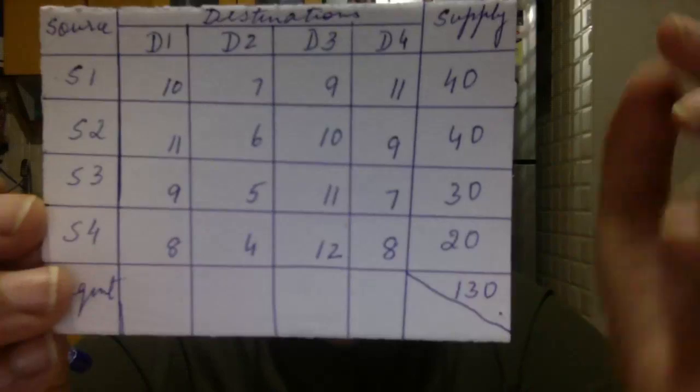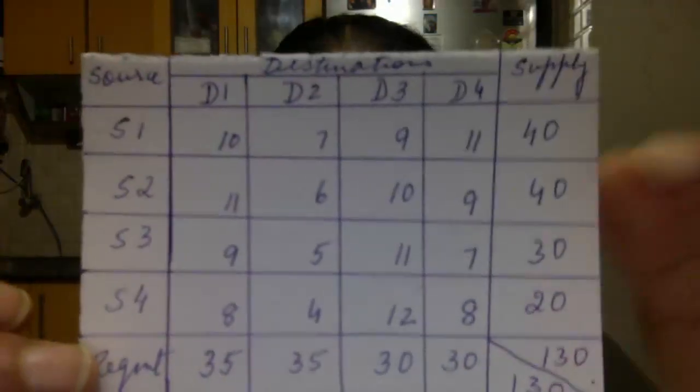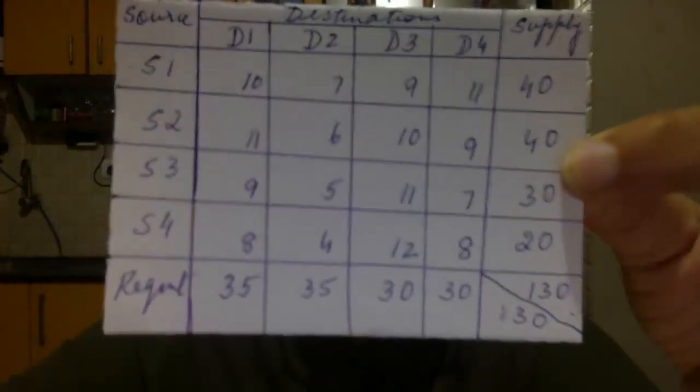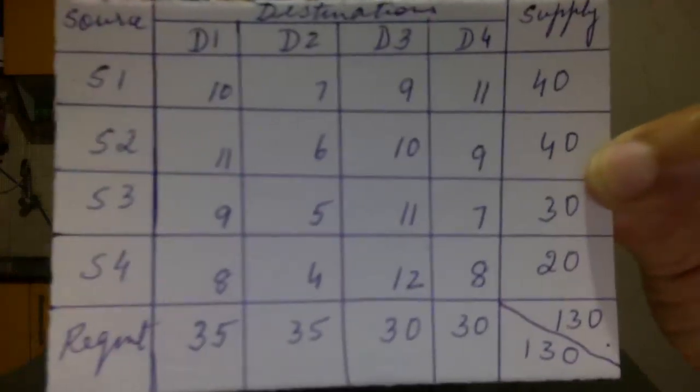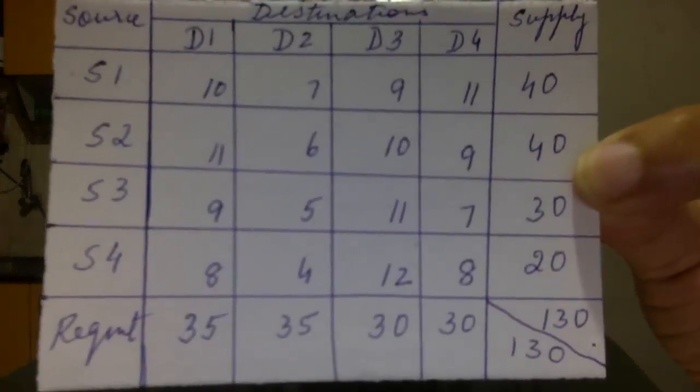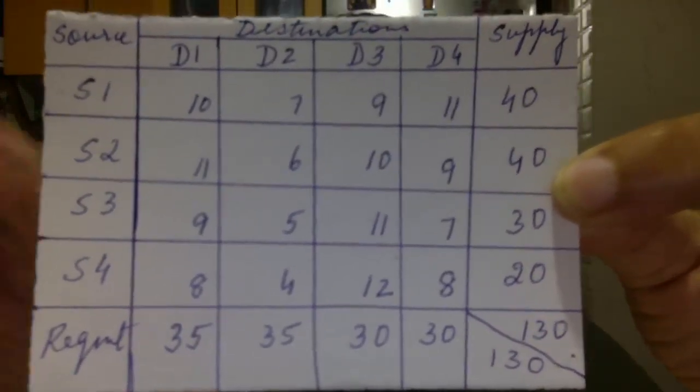Okay? Now we'll do the requirement. I'll give you, say you make 35, again 35, 35 and 35 is 70. Then 70 plus 30 is 100, plus 30, 130. So our problem is ready. I'll give you a minute to copy the problem.